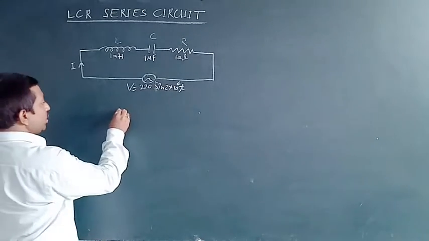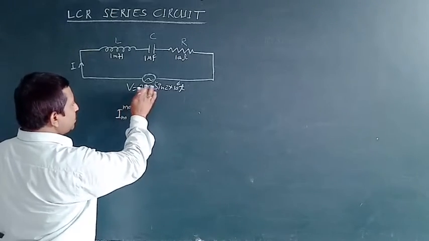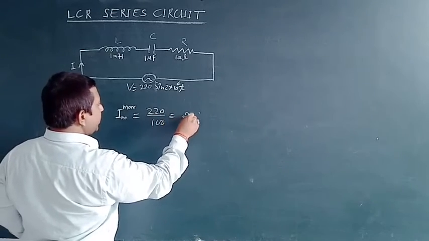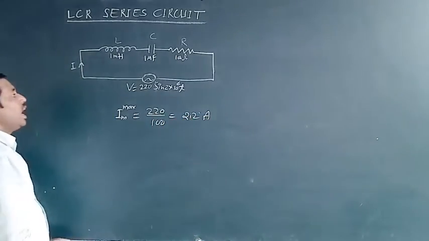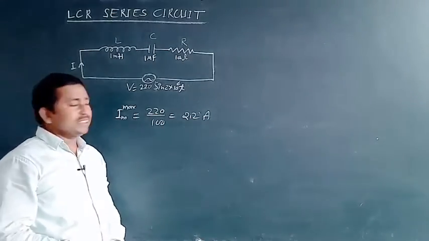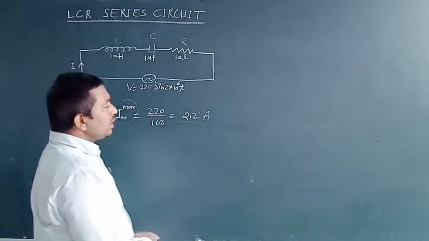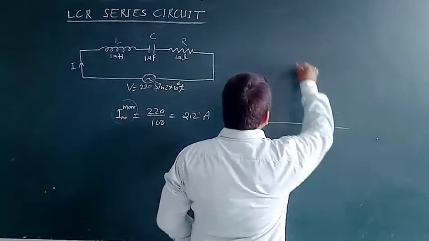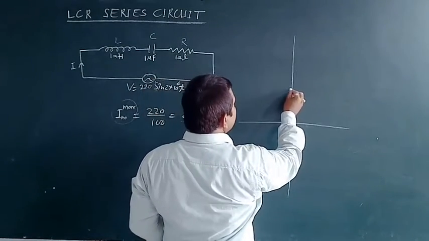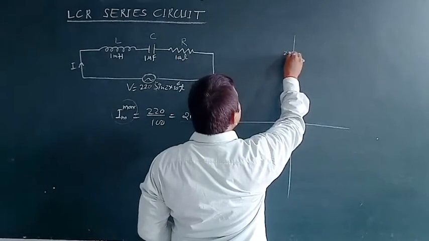Now what will be the value of the current at resonance? At resonance, the amount of current Im is equal to Vm by R, which is 220 divided by 100. It means 2.2 ampere. And at any other value of the frequency, the amount of this current is always less than this value. So if we plot a graph for this, suppose this one is 1 ampere, this one is 2 ampere, this is 2.2 ampere.